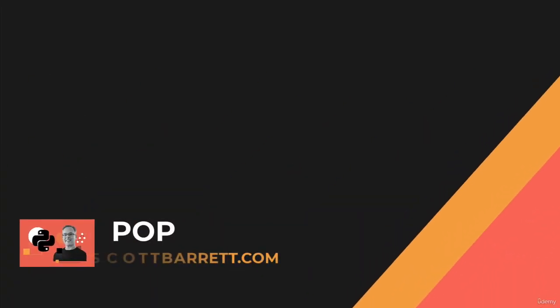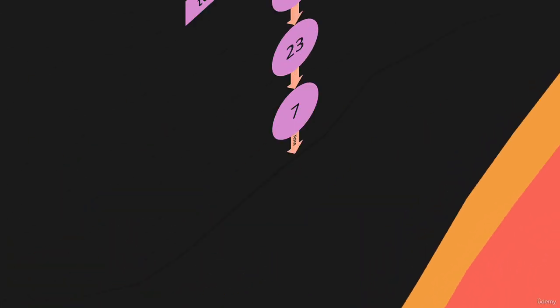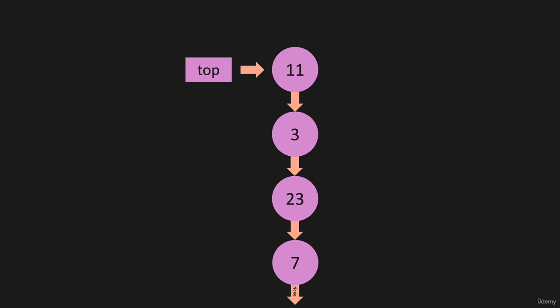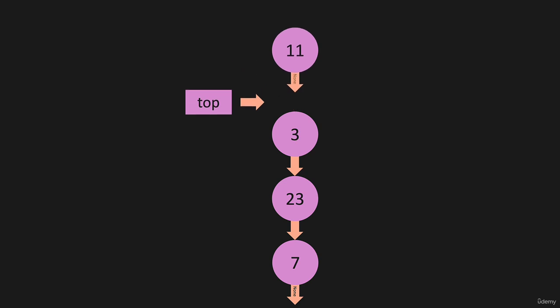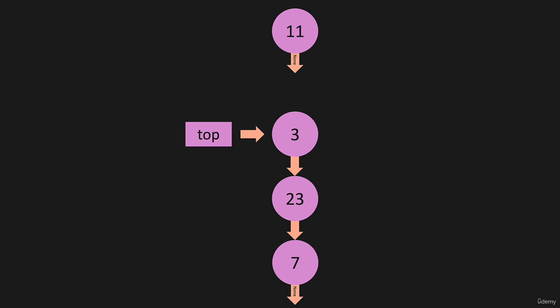Now let's do our pop method. Let's bring up our stack like this. Pop is going to be the removal of that top node, and then you have the top pointer point at the next node down. And then, of course, we're going to return that node that we popped from the stack.